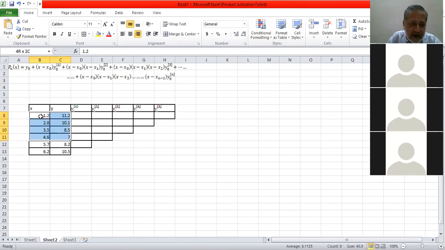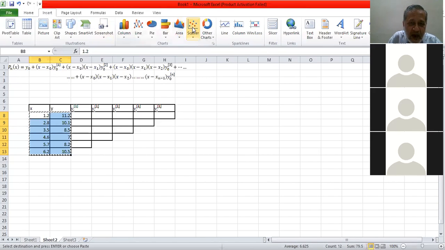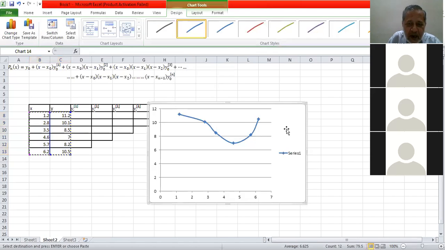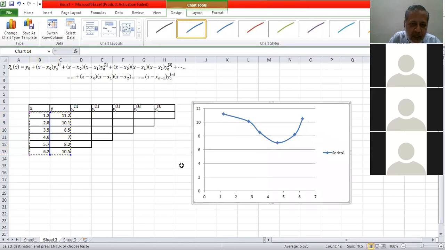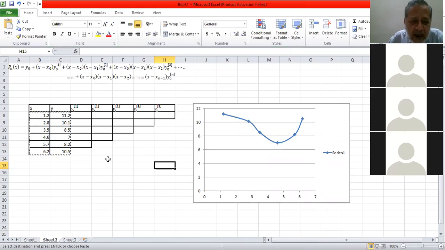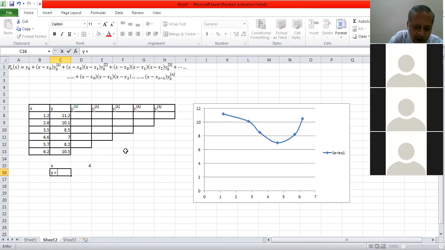That graph was of the shortlisted data. Now if I plot all the data that is given, the plot will look like this. Yes, this was the full one, sorry. Now I have to decide at which x value I have to find y. For example, these x values are given: 1.2, 2.8, 3.5. This is x0, this is x1, x2. Let me work out at x equal to 4. And my question is, what is y equal to?